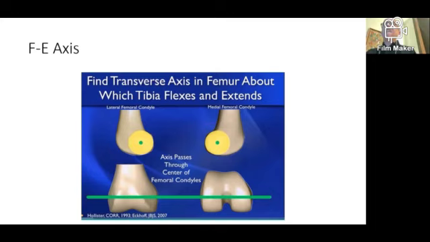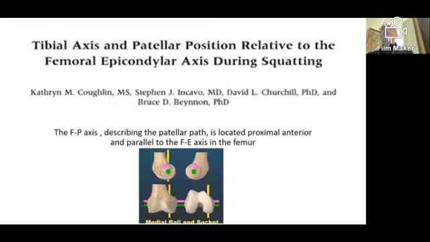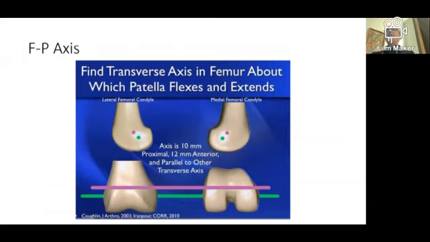It is the axis of the center of these 2 circles which shape the posterior part of the femoral condyle, through the center of the femoral condyle, and this is the study of Hollister. The second axis is the patellar position relative to the femoral epicondylar axis during squatting, and this femoropatellar axis is 10 millimeters proximal and almost 12 millimeters anterior and parallel to the other transverse axes for the patella tracking.